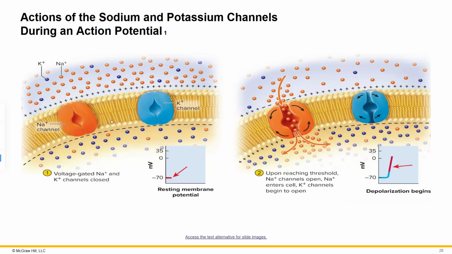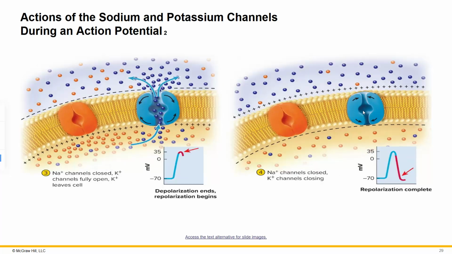So here's that picture I showed before. Normally they're closed. If a threshold has been met, then the sodium channels are going to open, potassium's going to open slightly. Then the sodium channels close and potassium's going to open. Then you have a rush of potassium ions leaving the cell. And then you have that hyperpolarization happen where you keep having potassium being pumped out of the cell.